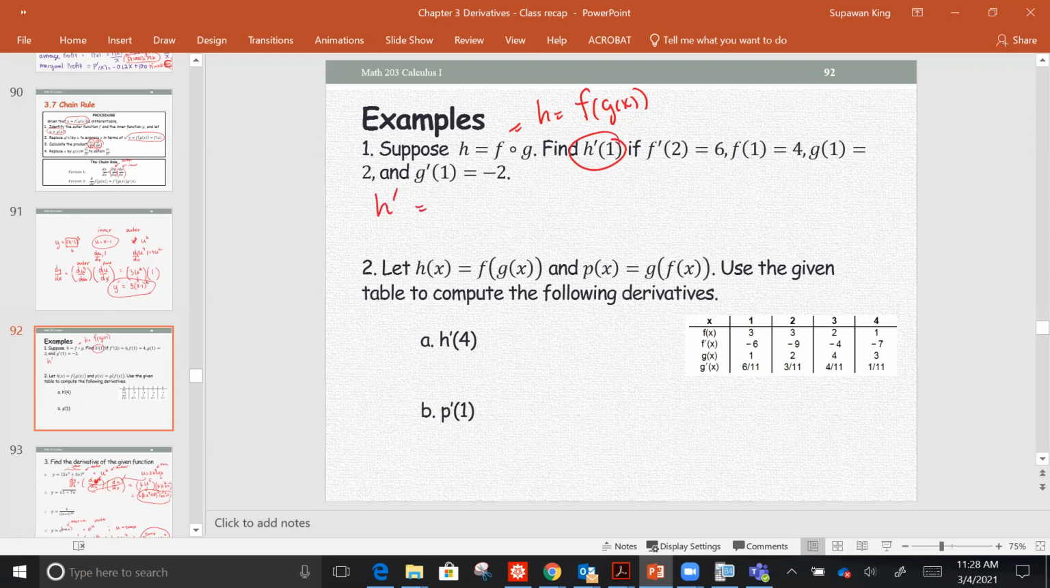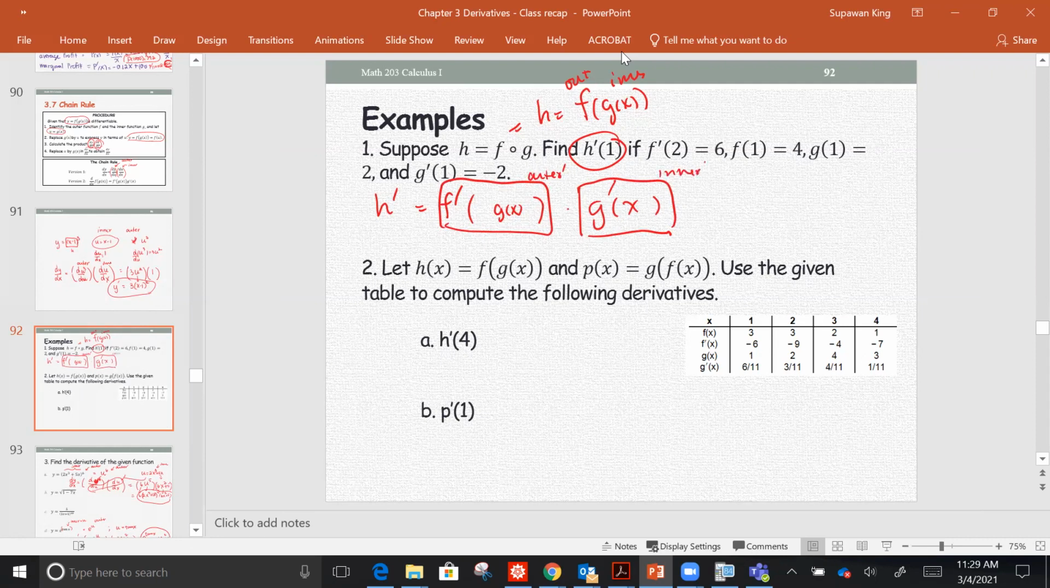find the derivative of H, which is the derivative of the outer function. The outer is the F, the inner is the G. So the outer function derivative is going to be F prime of whatever is inside, multiplied by the G prime of whatever is inside. Think about the outer function. Outer function has the input as g of x. You do not change anything for the input of the f prime. But for the g prime, since we already went inside another layer, it's just g prime of x. So it's the same concept as the first version, that you use the product of the derivative of the outer multiplied by the derivative of the inner, but with different notation.